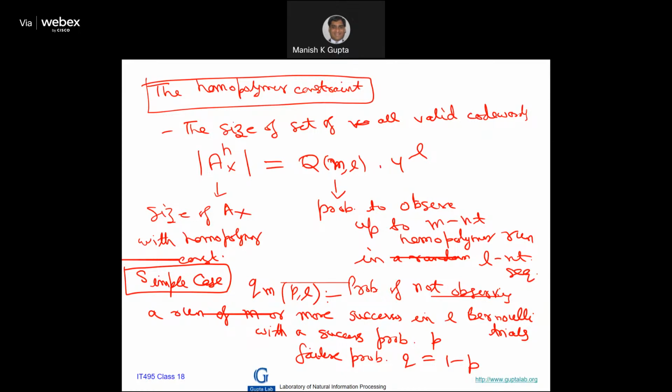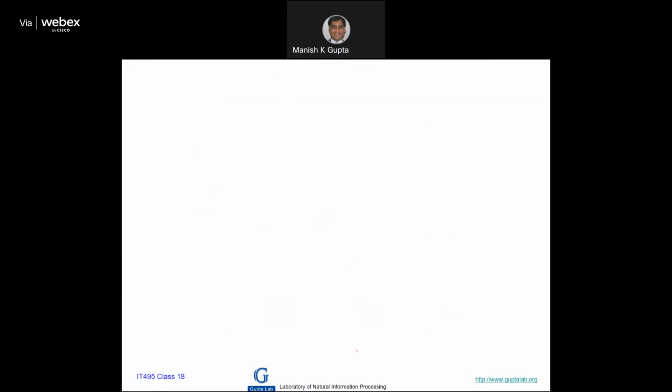If you look at any book, for example Feller's book on probability, Feller's Introduction to Probability, I don't know whether you are using it, whatever book. If you refer to Feller's book, there is a tight approximation to this quantity, which I am actually writing here.